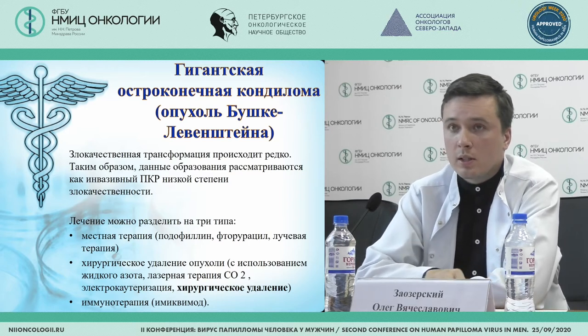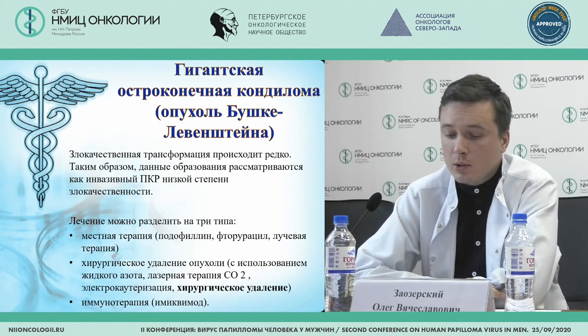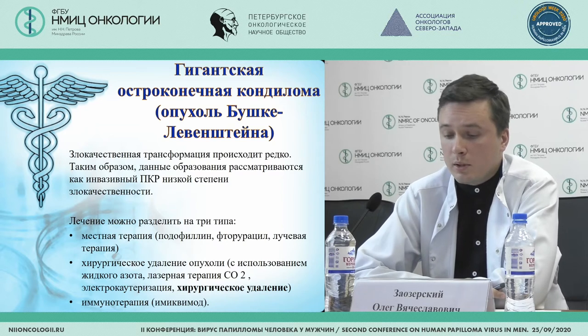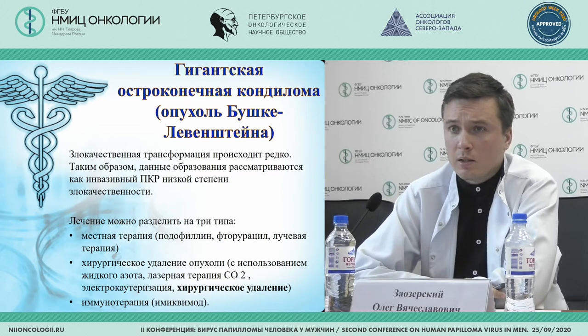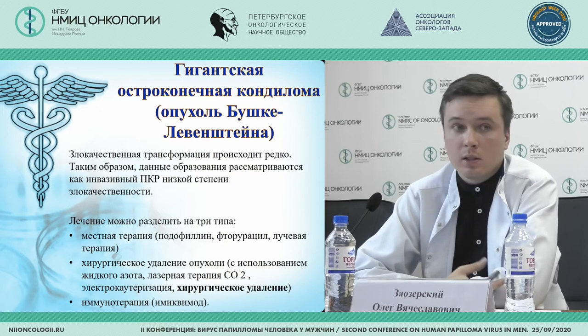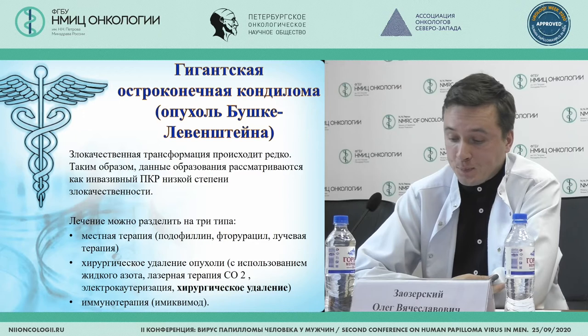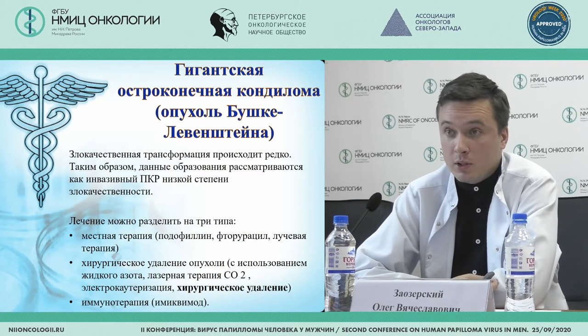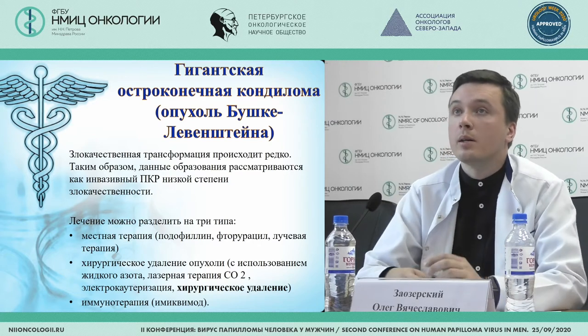The treatment of this disease can be subdivided into three types. This is local therapy with the use of podophyllin, fluorouracil, as well as radiation therapy; surgical removal with the use of laser or cryosurgery, CO2, electrocoagulation, and other surgical methods; and also immune therapy, for example with imiquimod. When you choose therapy, you should take into account several factors, such as the thickness and size of the malformation, their location, number of lesions, the presence of HPV positivity, and also the choice of the patient.